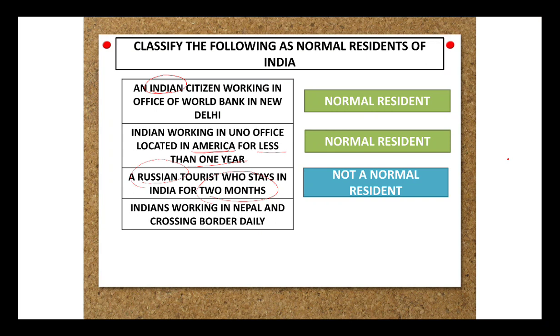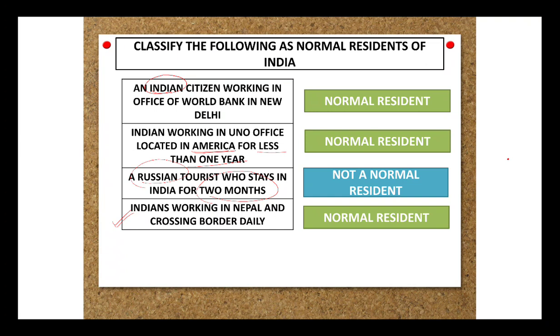Also, you will find a lot of exceptions to it, one of which is this one: Indians working in Nepal and crossing the border daily. Whenever you are given border questions, always remember that the person will be treated as the normal resident of the country where they live, and not where they work. So though he is working in Nepal, since he is an Indian, he will be considered as the normal resident of India only.